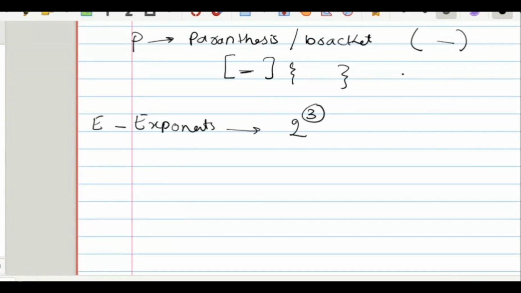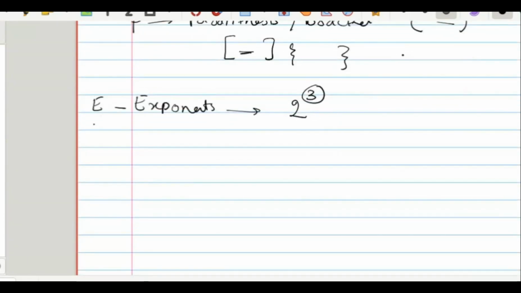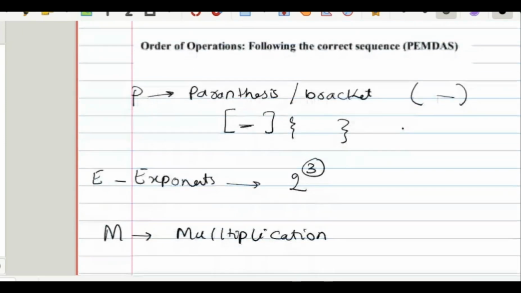Let me check PE in PEMDAS. Now M comes. M stands for multiplication. Multiplication is a basic thing, and I hope all of you know about multiplication. Atifa, can you please confirm whether my screen is visible to all of you or not? Yes, teacher, I can see it.